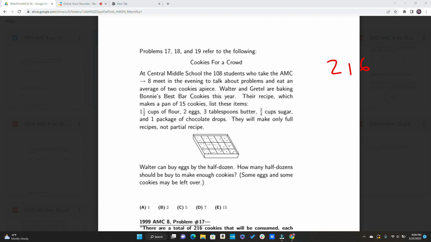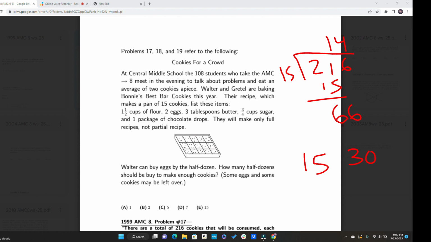So we know one recipe makes 15 cookies. So how many total times the recipe will he need to make? We'll do 216 divided by 15, 66. So that means he'll need to make just over 14 times the recipe. So rounding up, because we can't have people without cookies, that'd be really sad. We need 15 times the recipe, right? Because we're not going to be making half recipes or partial recipes. So we need 15 times the recipe, and each recipe needs 2 eggs. So that means we need 30 eggs, right?